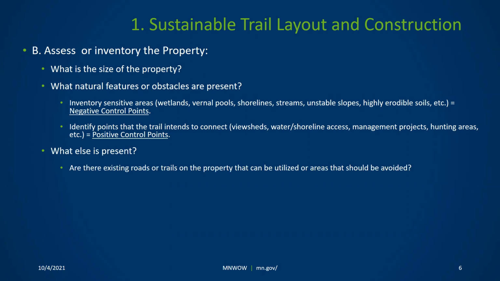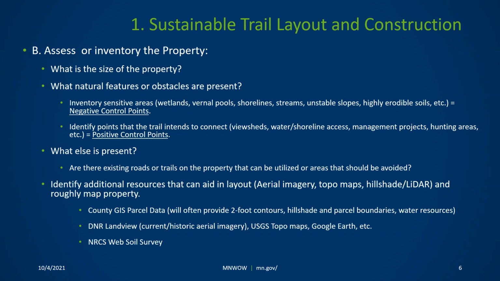So other things that we'd want to inventory that are present are existing roads or old logging trails or skid roads and things that we can possibly utilize, or maybe that should be avoided if they're busier roads and we want to buffer ourselves from them. And we also want to identify additional resources that can aid us in layout of these trails and can help us glean some information, whether it's on the steepness of the topography, rock outcrops, things like that.